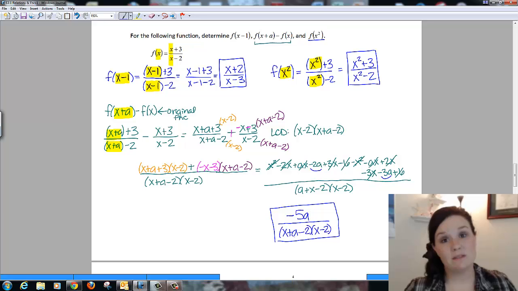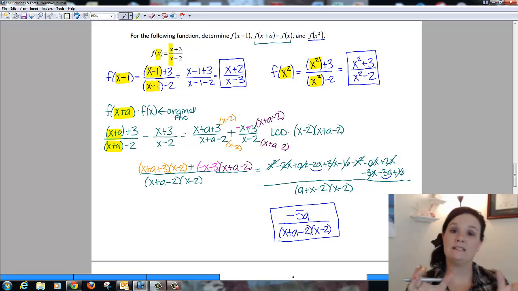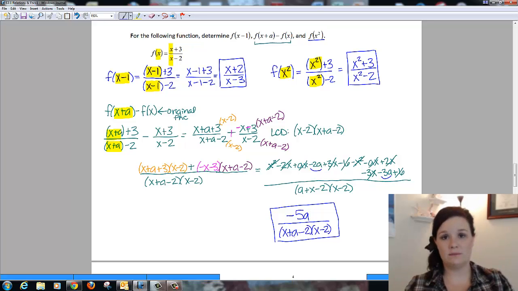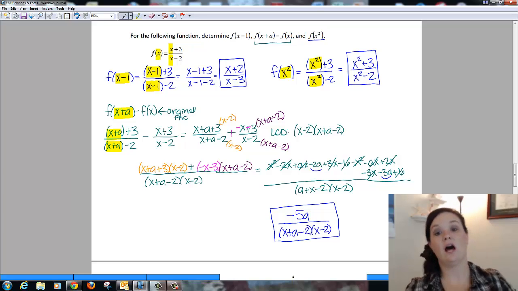Okay, I know that one looked really nasty. There were two pieces. I had to find f of x plus a and I had to have my original function. Then I subtract those. Now in order to subtract them, we had to get a common denominator. Once we have the common denominator, we multiply the two numerators by what their previous denominator was missing, and then a lot of foiling and combining like terms.